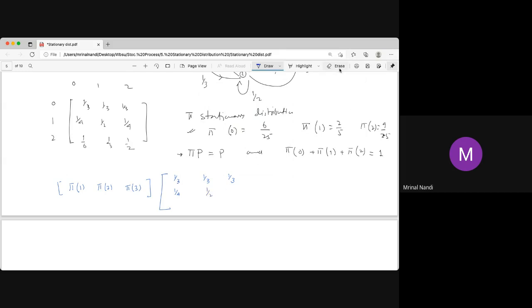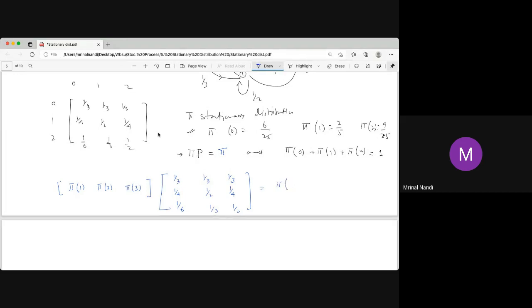Oh, there is a mistake. This is not pi P equal to pi, right? Is pi P equal to pi? Yes, pi P equal to pi. It can't be P because it is 3 cross 1 with 3 cross 3, so it will be 3 cross 1. One by 4, 1/6, 1/3, half, and that equal to pi.